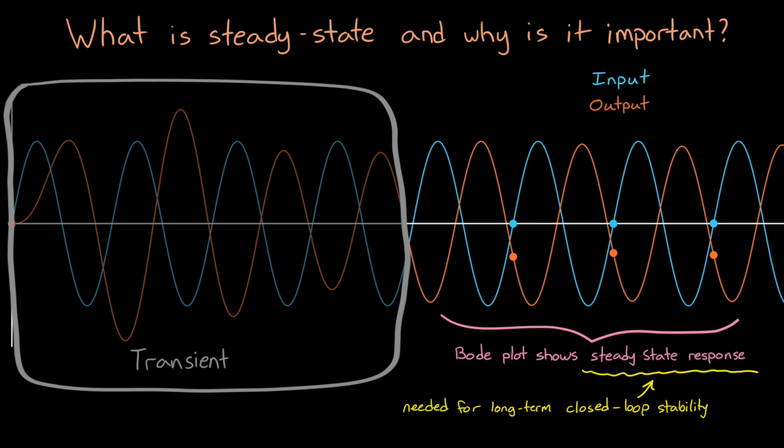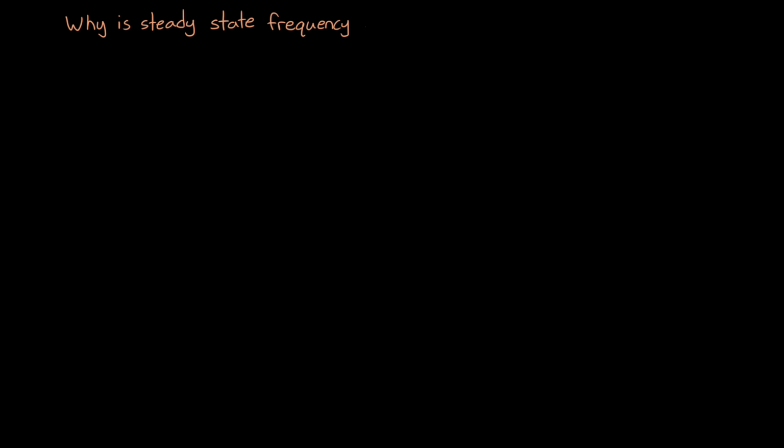Once the transients die down and the system recovers from that initial mismatch, we can ask the question: is this long-term behavior, when it's placed in feedback, stable or not? Which brings us to the second question. Why is steady state frequency information enough to determine closed loop stability?